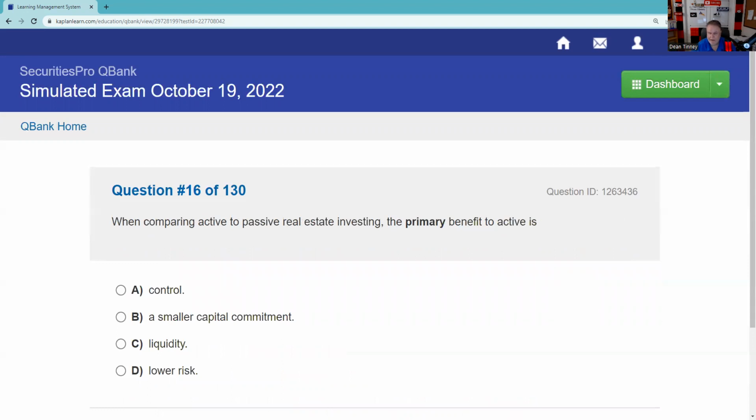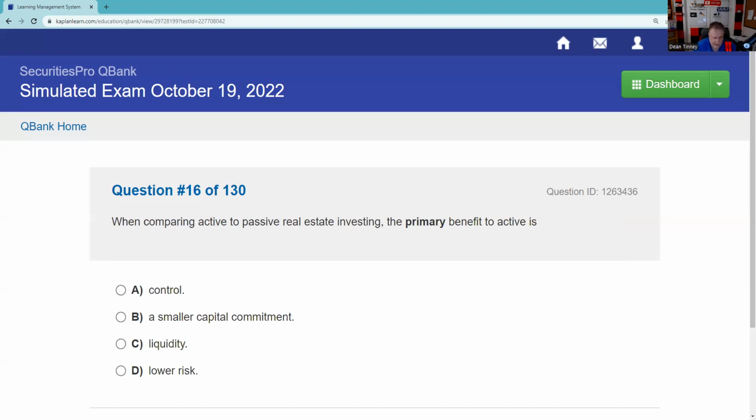When comparing active to passive real estate, the primary benefit is, now, again, I don't know if it'll be real estate, but there are definitely going to be questions about the advantages to passive and active management, good things and bad things about each. So the primary benefit of active, that means you're actually going to engage in real estate yourself, is control. Yeah, that sounds pretty good. Smaller capital commitment. No, if you're going to actively invest in real estate, you're going to have a larger capital commitment than if you do it in a pooled situation like a REIT or a partnership or something like that.